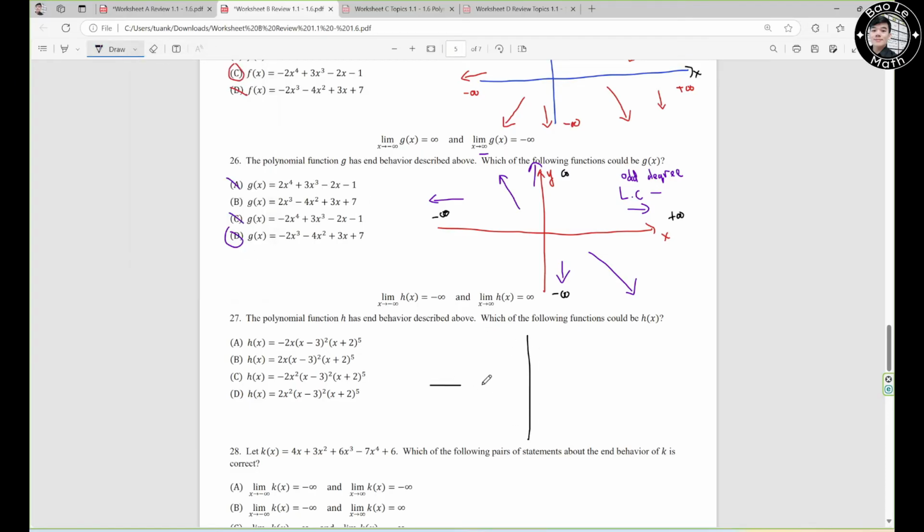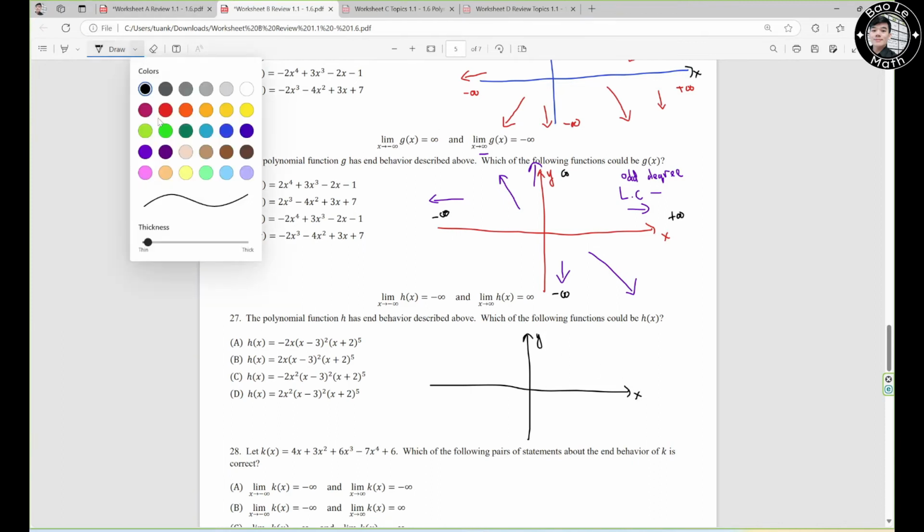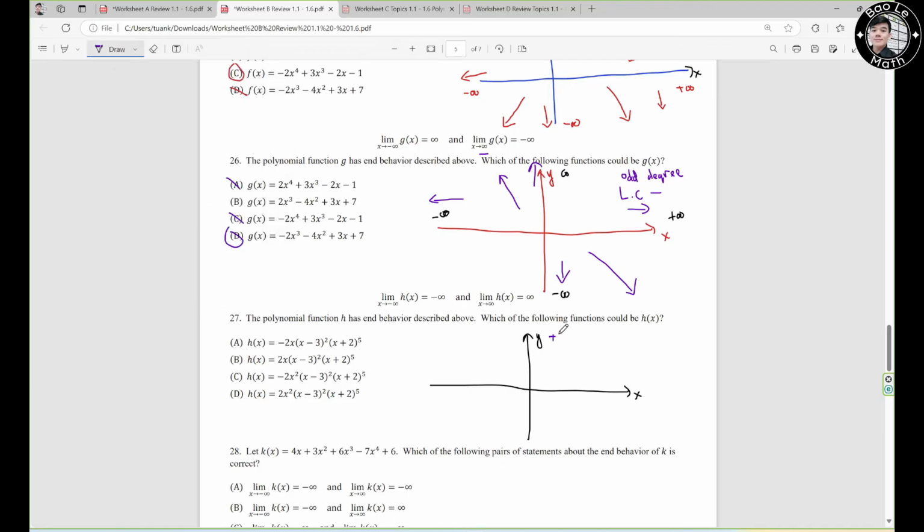we need to sketch the graph, right? So this is S, this is Y, and then we need to put positive infinity right here, positive infinity, negative infinity, negative infinity, right? Now, when s approaches negative infinity, s going this way, the function approaches this way, right? So the end behavior should be like this. And when s approaches positive infinity, the function approaches positive infinity, so the end behavior should be like this. So they have opposite end behavior, which means this is odd degree, right?